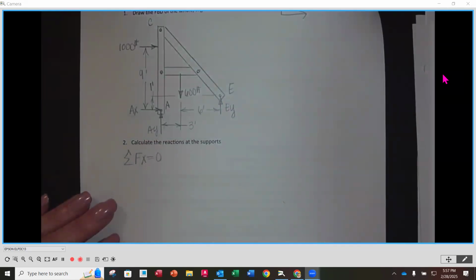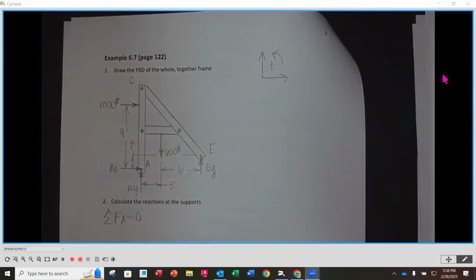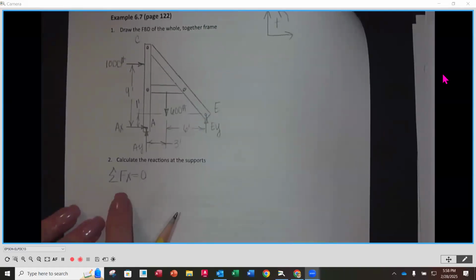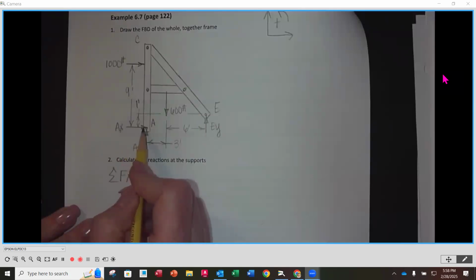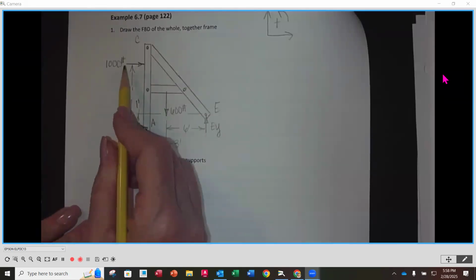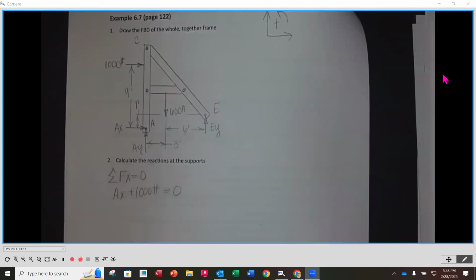So now we want to look, okay, what are my horizontal forces? And then according to my convention, identify the positives and negatives. So starting by summing the forces in the X, I'm going to take AX going to the right. That's what I assumed. And I also have 1,000 pounds going to the right. So I have AX positive plus 1,000 pounds. Make sure you put your units in. That's my sum of my forces on the left-hand side here, and I'm going to set that equal to 0.